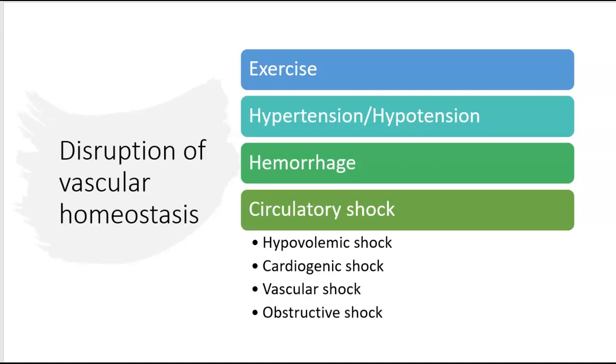Hemorrhage is going to be a major blood loss. Obviously, when you lose a lot of blood, you're losing a lot of blood volume, and thus you're decreasing the amount of flow and the amount of cardiac output. So hemorrhaging is going to be very disruptive to the circulatory system, and it's going to need to be adjusted to by either the nervous or the endocrine system. And then circulatory shock is going to be caused by too much blood loss.